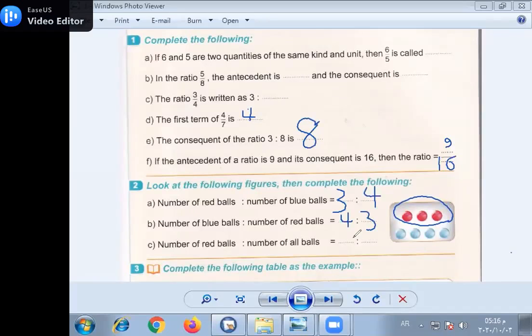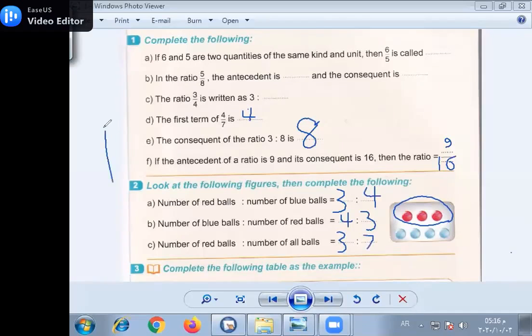Who has the next question? Ruqayya, are you with me? Yes. Go ahead, Ruqayya, and answer number C. Number of red balls to the number of all balls. 3 to 7. Please raise your voice. 3 to 7. Yes, 3 is the number of red balls and 7 is the number of all the balls. Thank you.